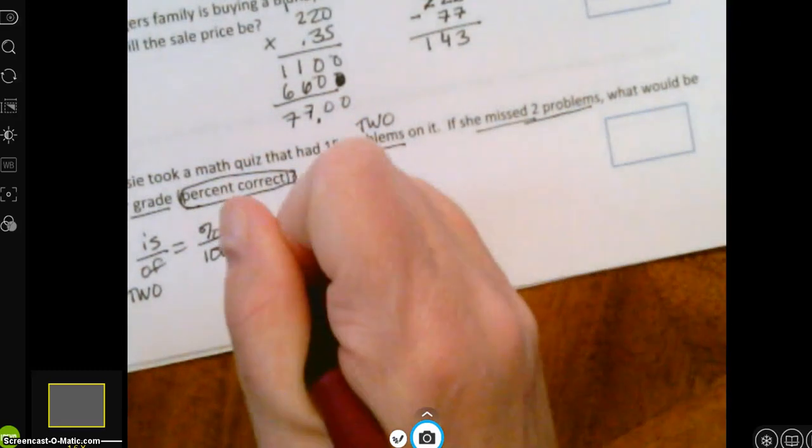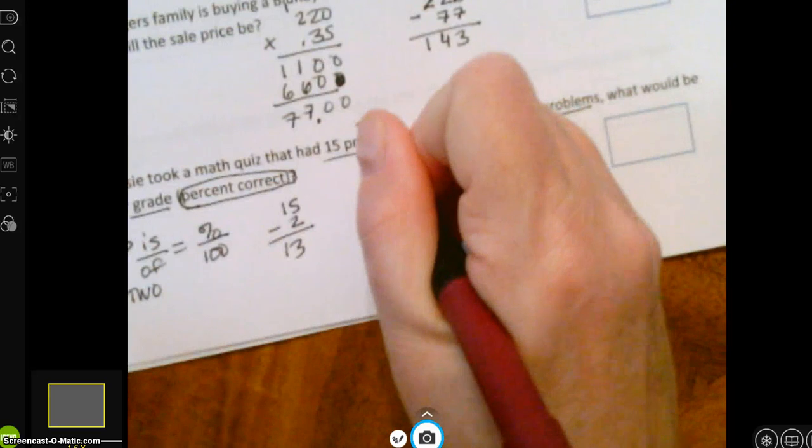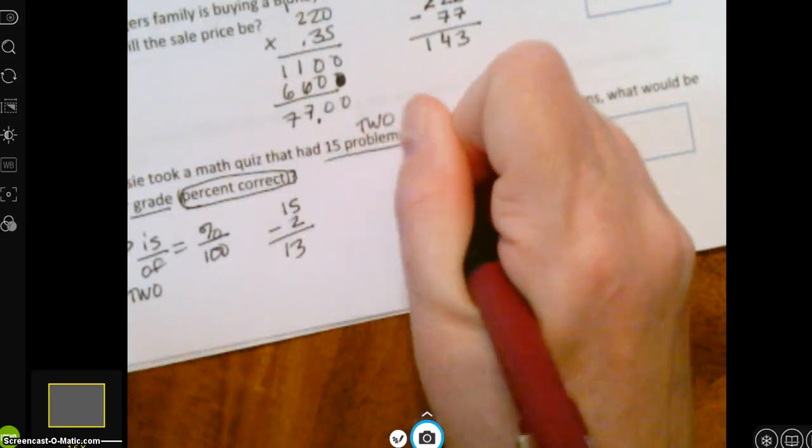So what I'm going to have to do is is over of equals percent over 100. Number of is total, whole, original, which is 15. Now, we don't want to put 2 on top. We want to put how many she got correct on top. So if she missed 2, how many did she get correct? 13, right? She got most of them correct. So 13 over 15 equals x over 100.